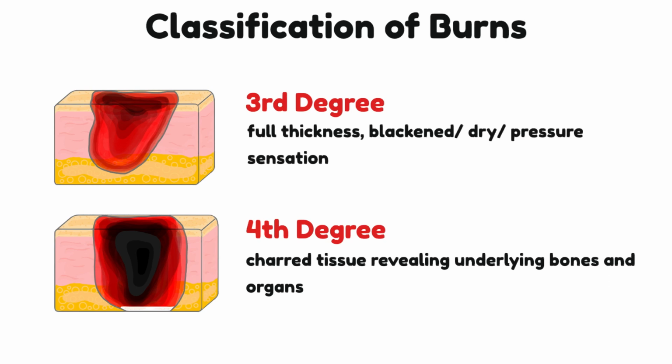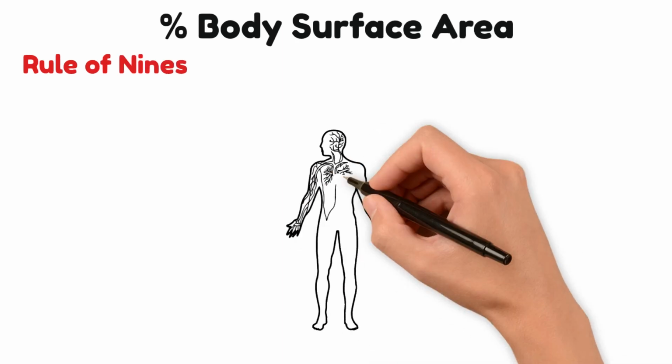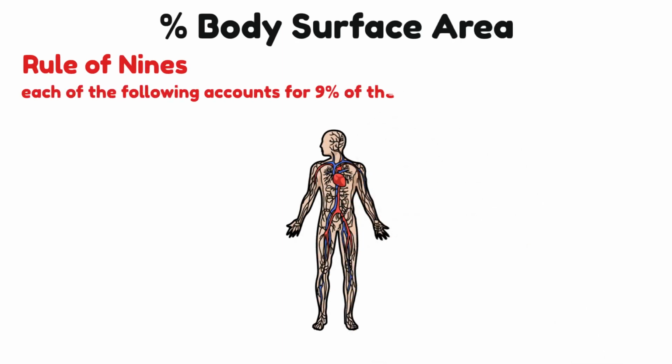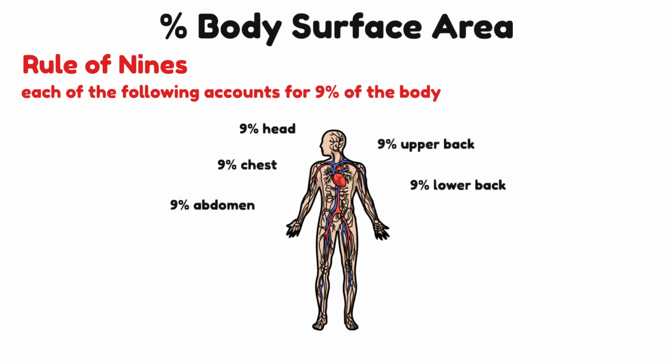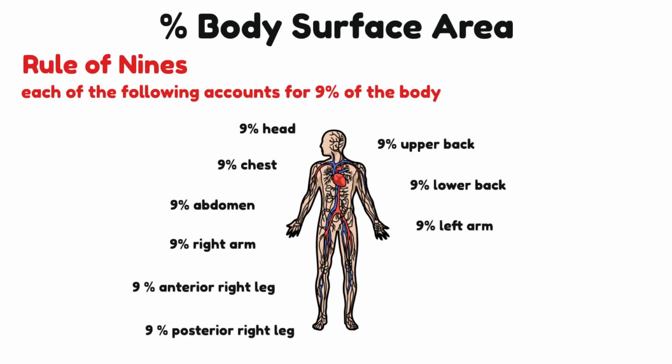After the degree of burn is determined, it is also important to determine the percent of body surface area involved. When estimating this, it is helpful to use the rule of nines. Here we have a human body. Each of the following will account for 9% of the whole body. We have the head, chest, abdomen, upper back, lower back, right arm, left arm, anterior right leg, posterior right leg, anterior left leg, and posterior left leg. Additionally, we have the groin, which is estimated at 1%. The sum of each of these will total 100%, making the whole body.